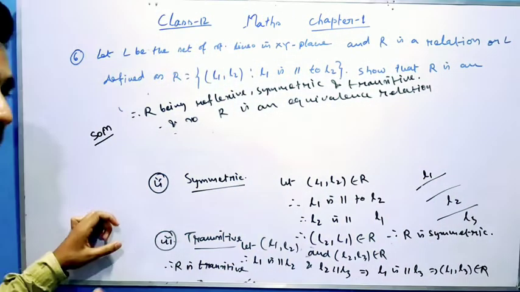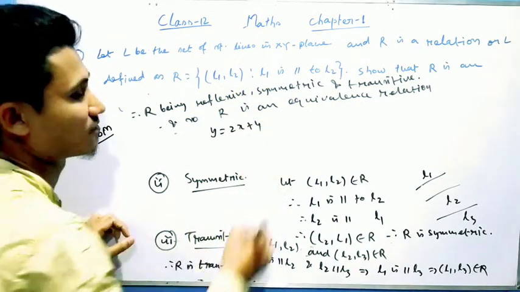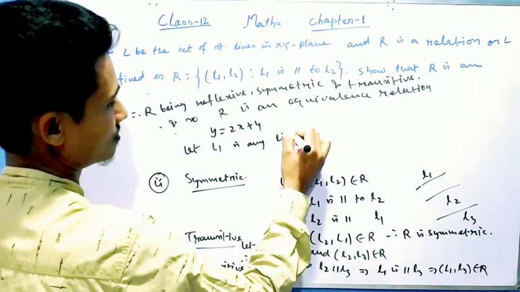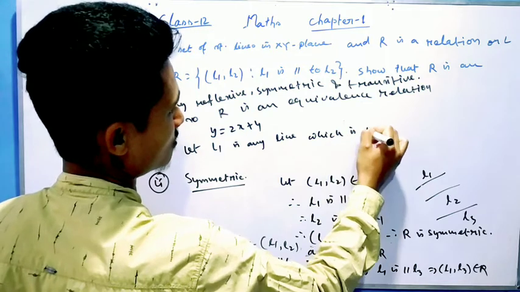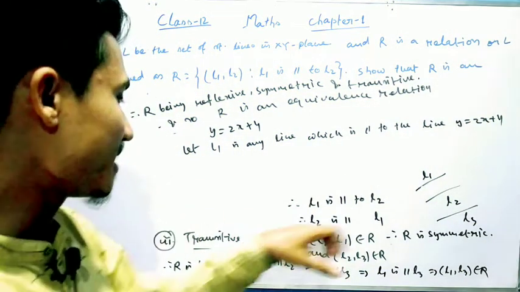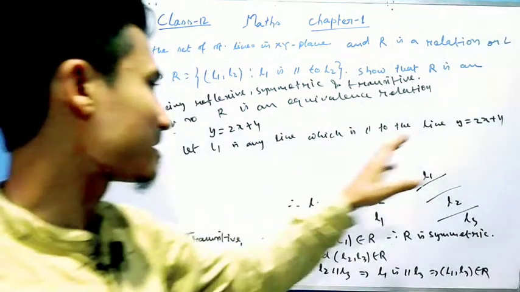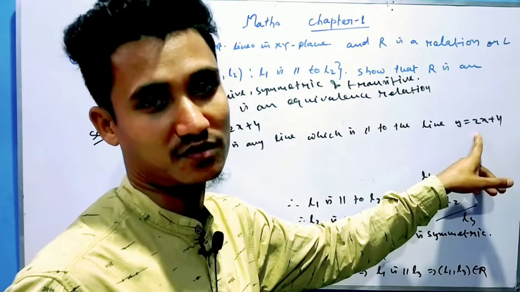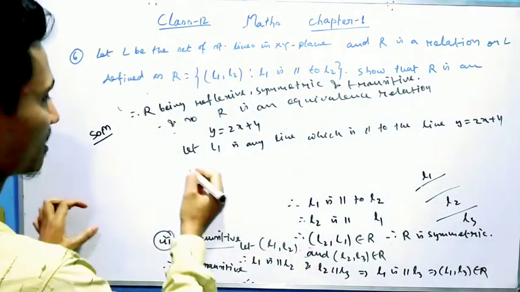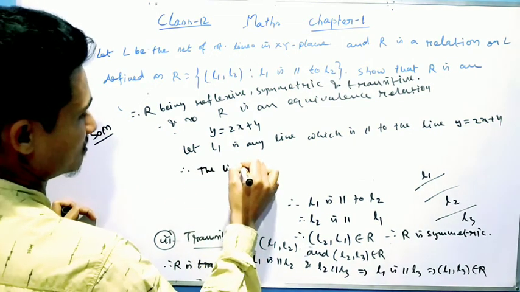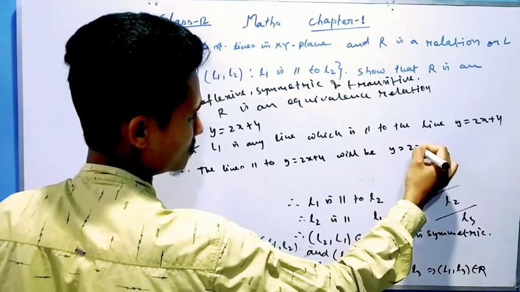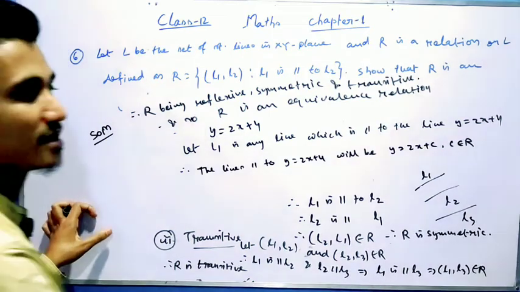The next part of the question says that you have to find all the lines which are related to y equal to 2x plus 4. Let L1 be any line which is parallel to the line y equal to 2x plus 4. We need to find the lines which are parallel to y equal to 2x plus 4. Now we know if two lines are parallel, then their slopes are the same, and they differ only by a constant. So the lines parallel to y equal to 2x plus 4 will be y equal to 2x plus c, where c belongs to any real number.